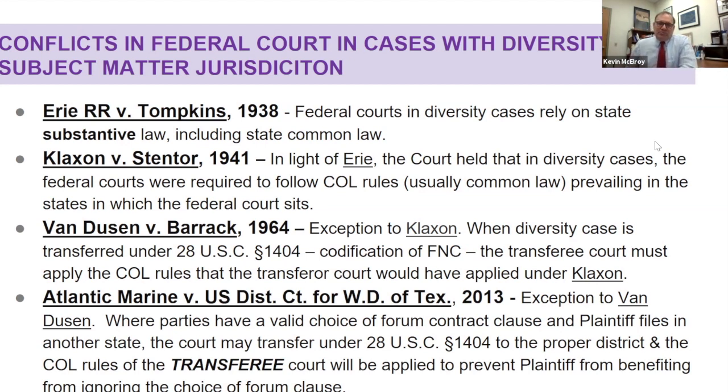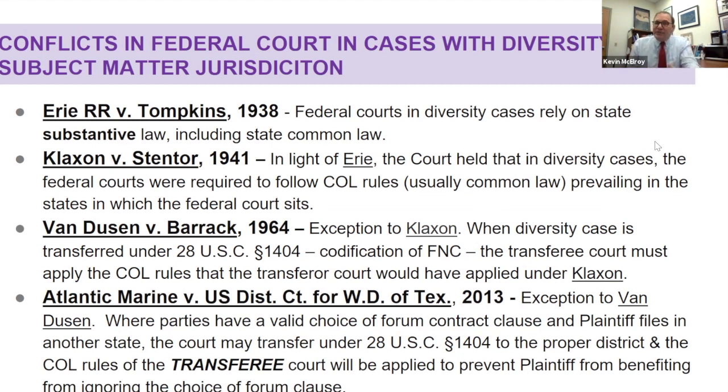But now we're not going to follow Van Dusen and apply the choice of law rules of Texas where the plaintiff filed. We're going to apply the choice of law rules of Virginia, where the contract said it should have been filed, because now the plaintiff did do something wrong. They just ignored a proper choice of forum clause. So we're not going to let them benefit. Okay? You should have been in Virginia in the first place. We're sending you to Virginia.